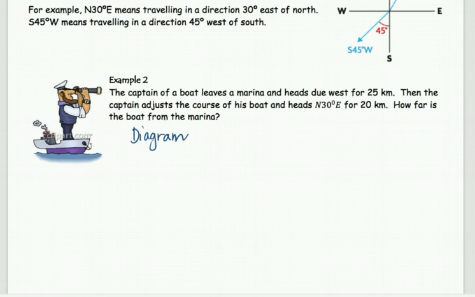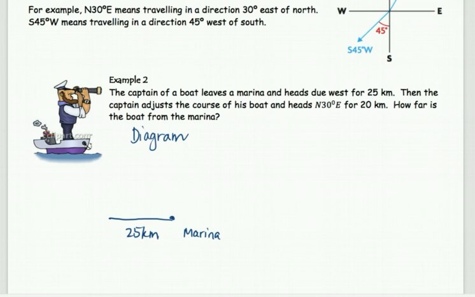Okay, so let's just say our marina is, so we headed west, right? So we went west and then you had to adjust and go north 30 degrees east, okay? So maybe we'll put it down here. So we headed west this way for 25 kilometers. Okay, so this is where the marina is. So you headed 25 kilometers west.